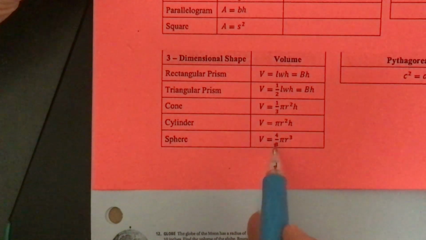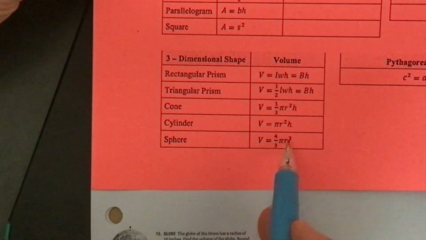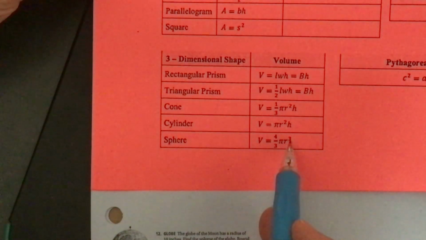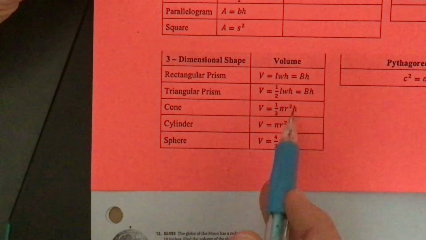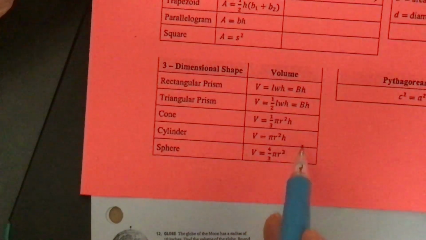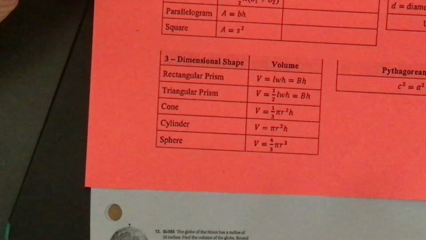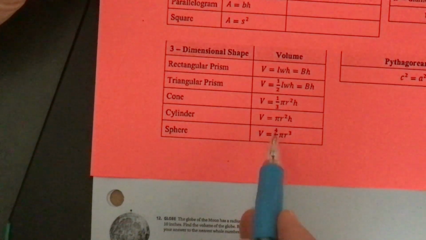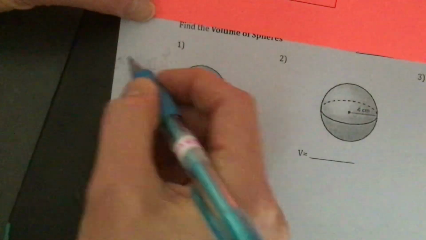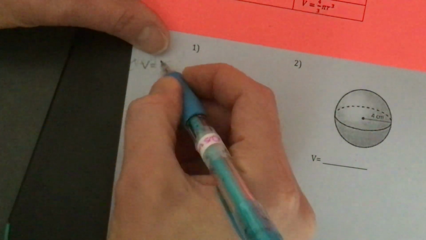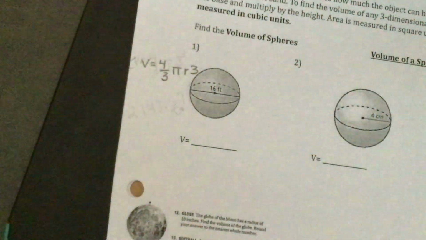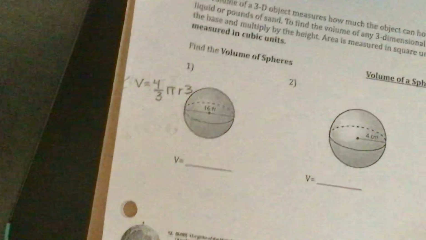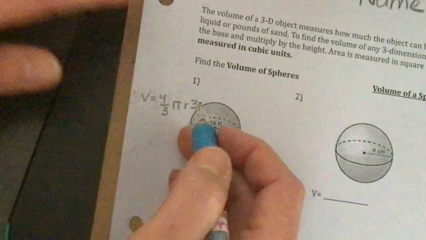Volume equals 4/3 pi r cubed. Notice that it's to the third power and not the second power. We also have no height like we did in the other two. A sphere, like a ball, does not have height. And our fraction is improper. It's 4/3. So volume equals 4/3 pi r cubed. Make sure you have that written.